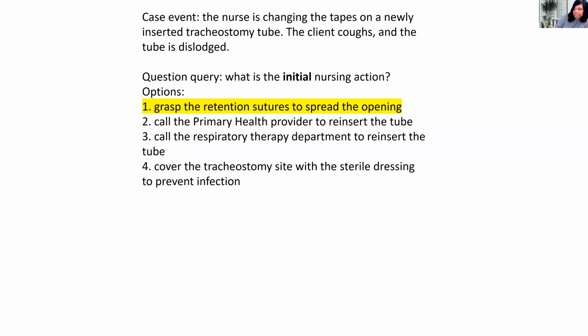So it's correct. Grasp the retention sutures to spread the opening of that tracheostomy site, airway, breathing, circulation. You're allowing the patient to breathe, and then you can call for assistance. Be a little wary of any question response where they have two options where you're calling someone, right? Call the primary healthcare provider to reinsert the tube. Call the respiratory therapy department to reinsert the tube. That should kind of trigger something here. Is that really my initial action?